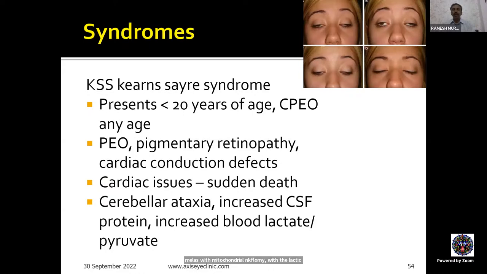So Kearns Sayre syndrome is very typical, usually presents very early in life, less than 20 years of age. There could also be cardiac conduction defects, which is very important to note. So cardiac issues can give rise to sudden death. So it's very important to evaluate these patients and get their 2D echoes done. Sometimes you could have cerebellar ataxia as well.